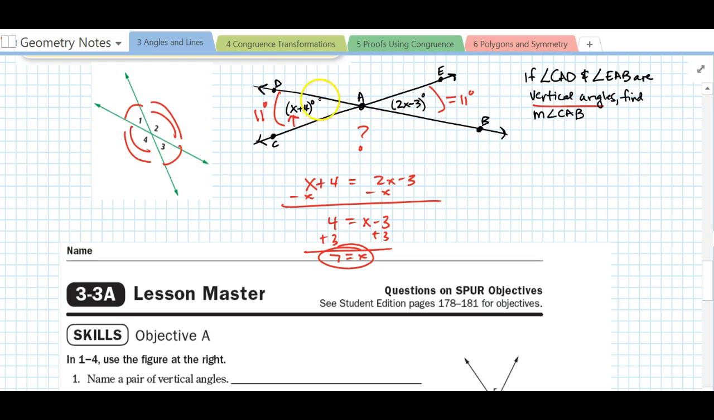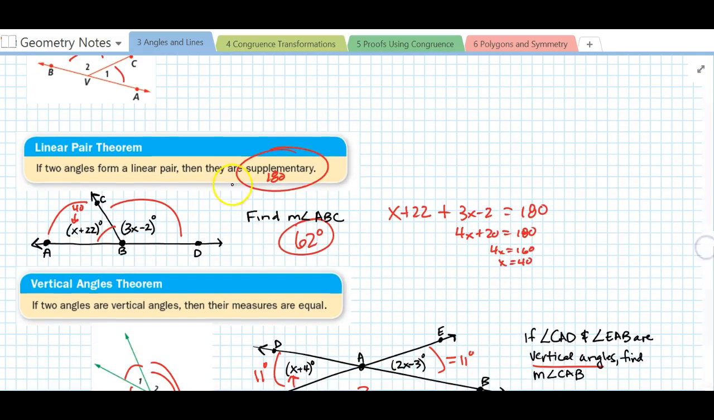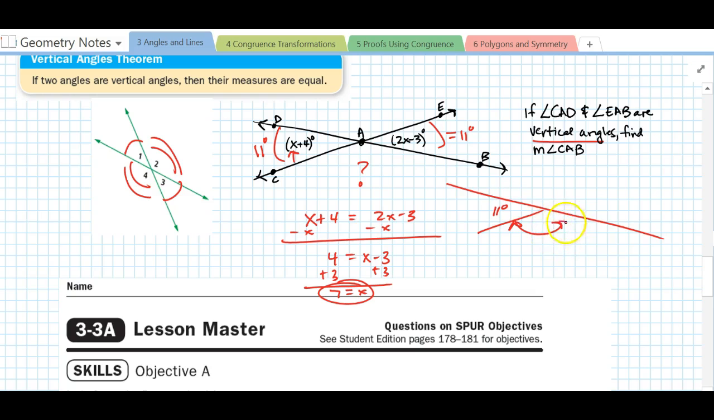But if you take a look at this line here, so I'm just going to redraw it, and then this ray coming out here, if I know that this one's 11 degrees, what do I know about this angle? Think back to linear pairs. Linear pairs form a straight line with an angle coming out. Linear pairs are supplementary. So if I know that this angle is 11, I know then that this angle is going to be 180 minus the 11. So when you do that, you get 169.